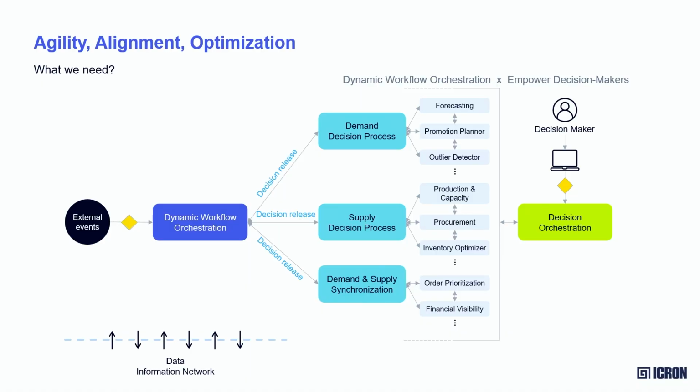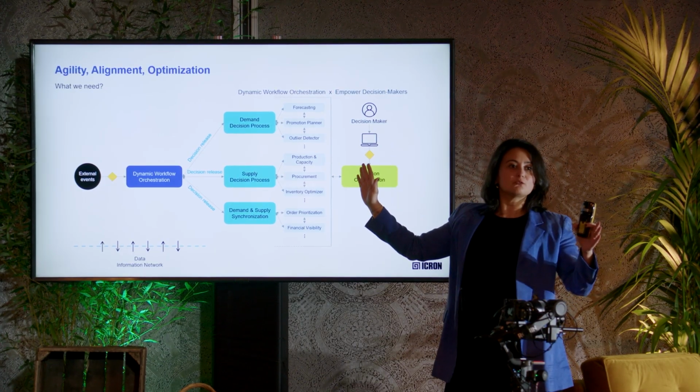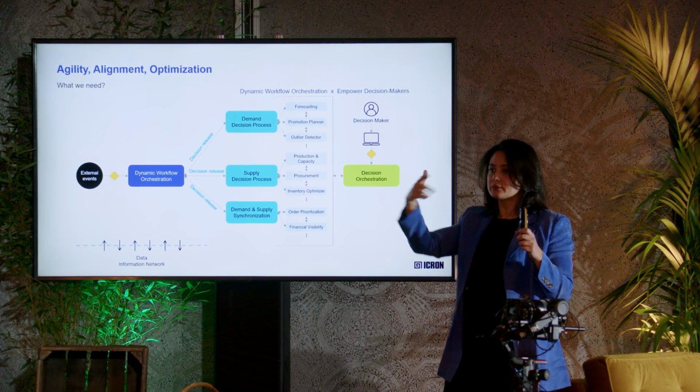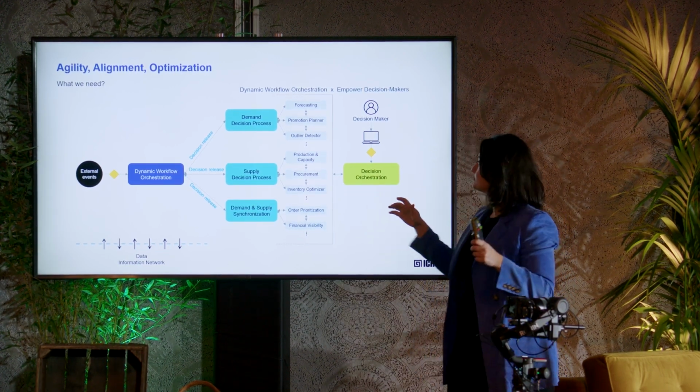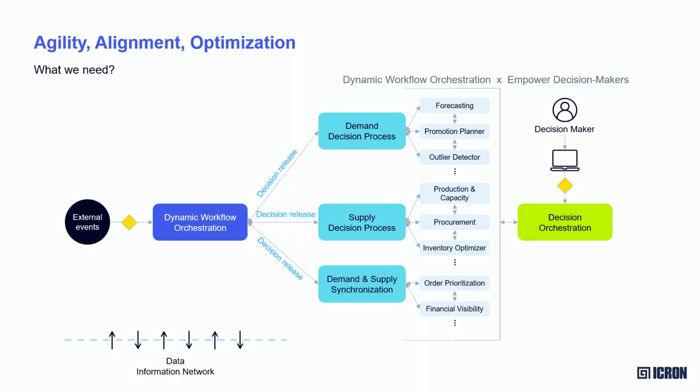And that service decides which of the decision processes need to be triggered. And those decision processes are actually deciding, okay, what do I need to do now? What should I calculate? What should I optimize, right? And these can be dynamically triggered and so on. And the decision maker always has up-to-date information, which is all aligned with the company goals, KPIs, and whatnot, right? So what I describe here is basically the DNA of ICRON.